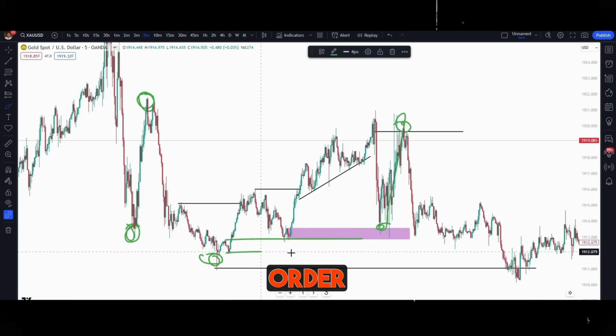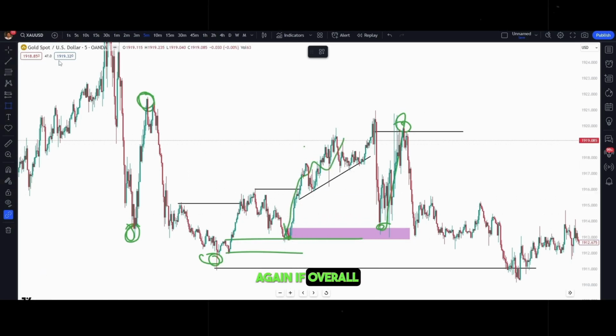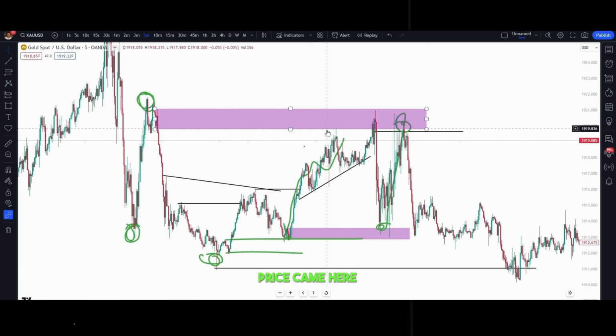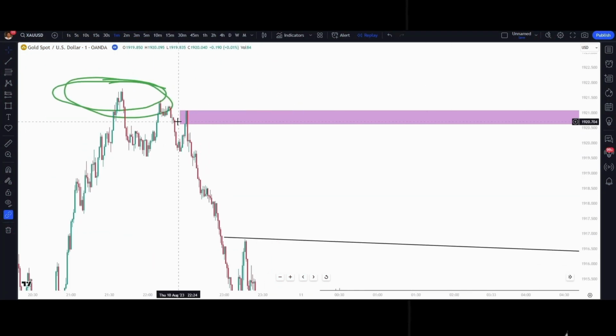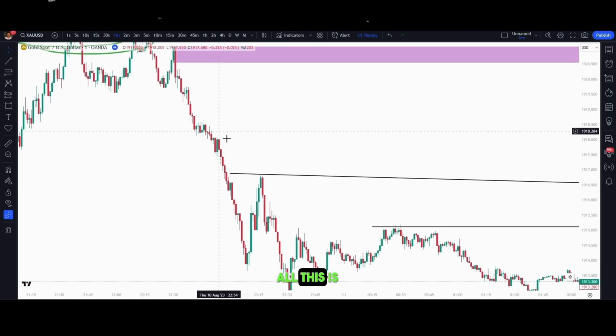Again same thing, order block, price came here, fulfilled this order block and it started to go up. So again, if overall structure is going to the downside, then this is our order block. Also there is liquidity, this is fulfilled, price came here, fulfilled this order block. If we go to 1 minute, we will see there is an order block at this wick. So remember, 1 minute order block is 5 minutes wick. This is the order block, there is imbalance, okay, and all this is fulfilled.